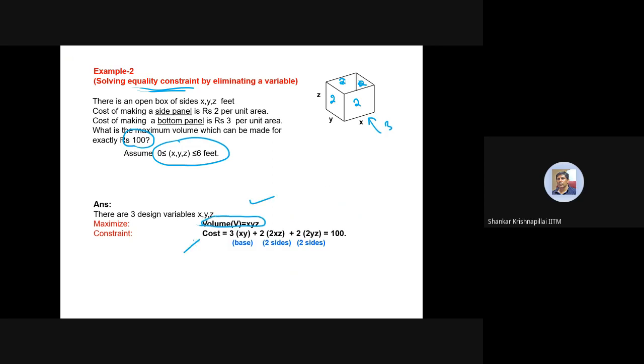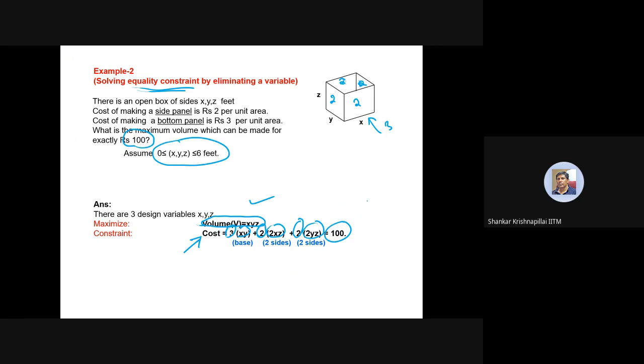Then the cost constraint is there. The cost constraint is ₹3 into xy, that is the area of the base, plus ₹2 into xz, the area of each of two sides, plus ₹2 into yz, the area of the other two sides. That should be exactly 100. So this is the equality constraint.